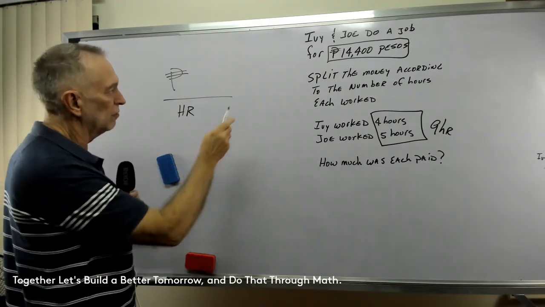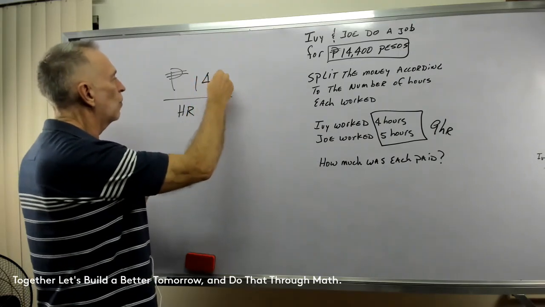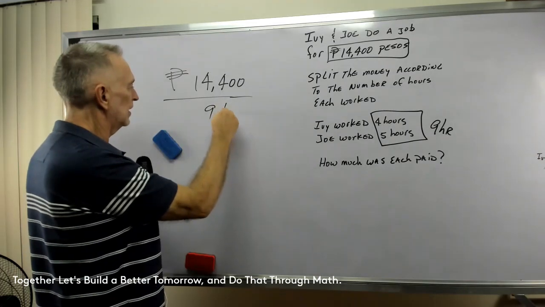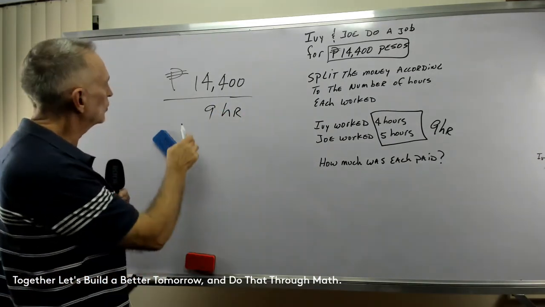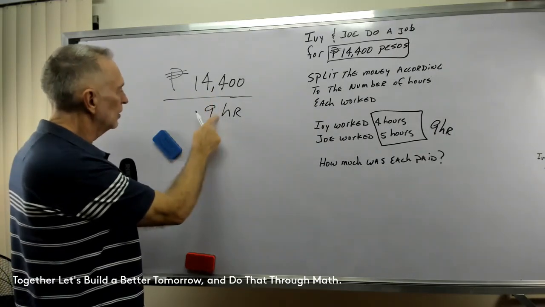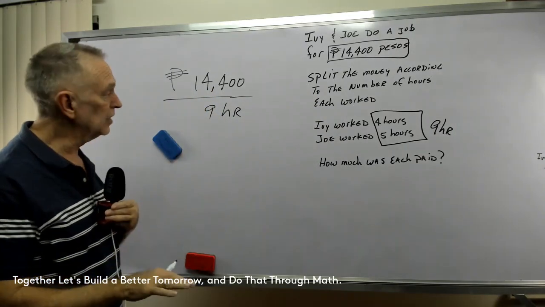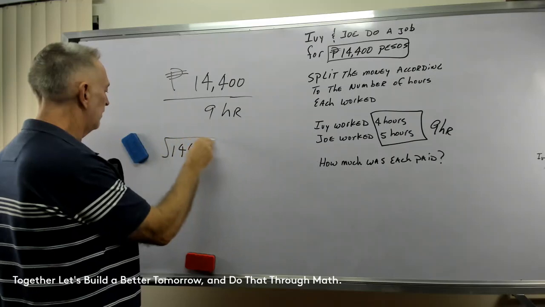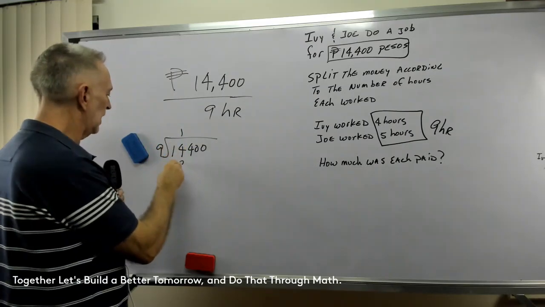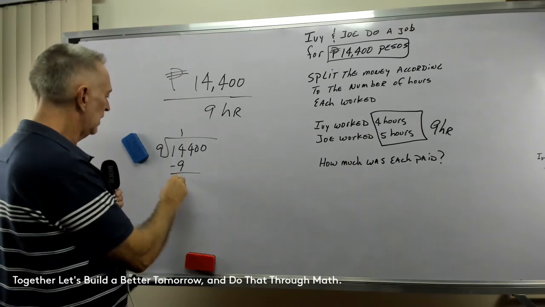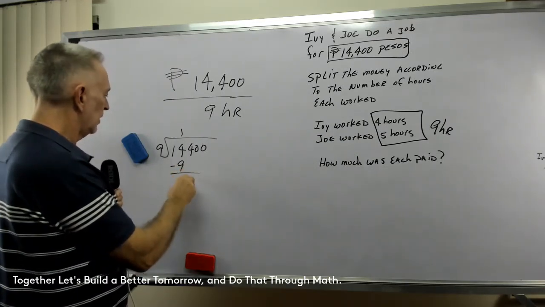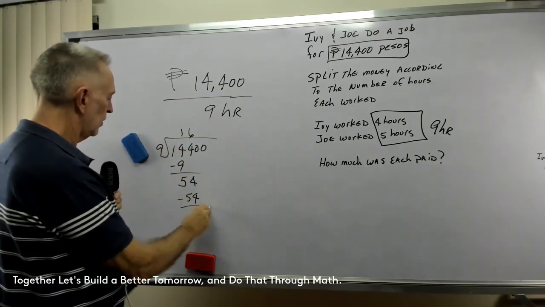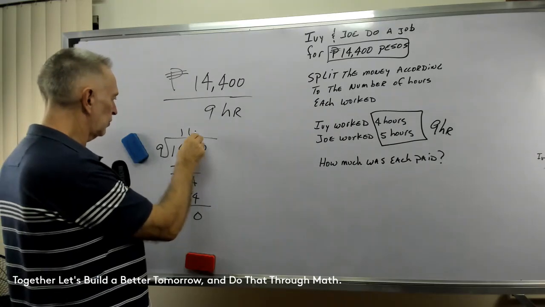Pesos per hour. But right now we have 14,400 and we have 9 hours. I'll put the hours on the other side. But once we divide the 9 into this, it'll just be 1 hour in the denominator. So let's take 14,400 divided by 9. So 1 times 9 is 9. 14 minus 9 is 5. Bring down the 4. So 6 times 9 is 54. That leaves me 0. So I have 2 zeros left. Bring them up.